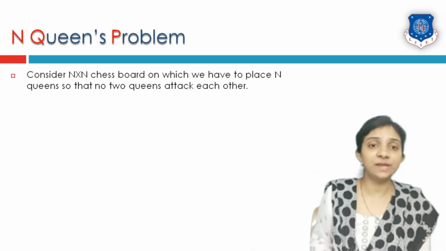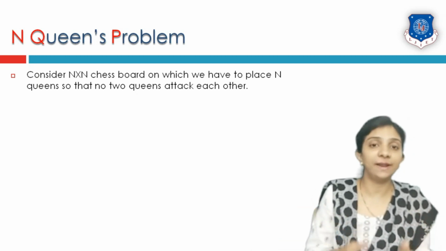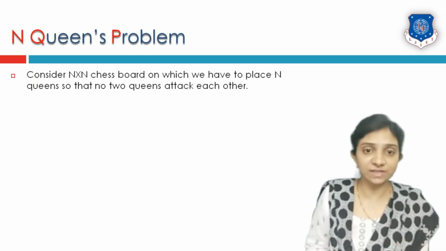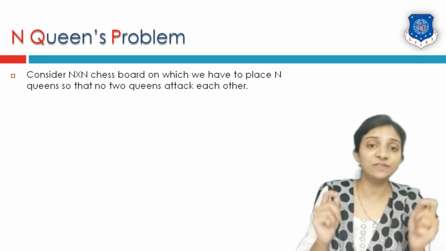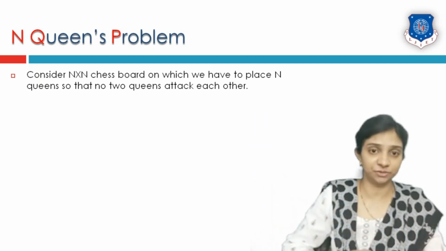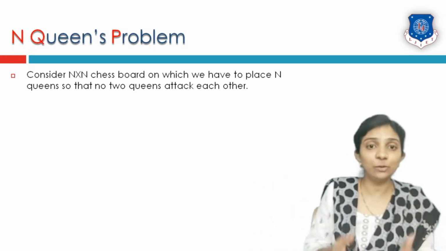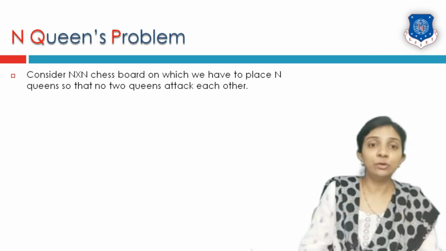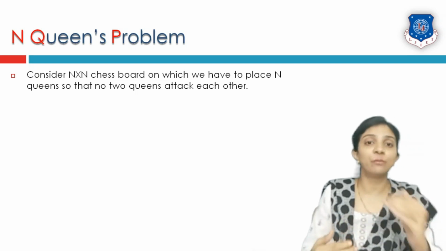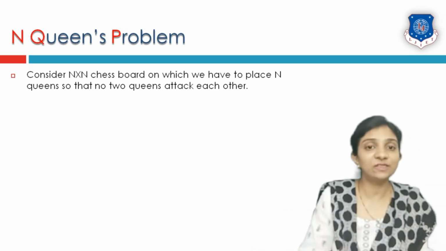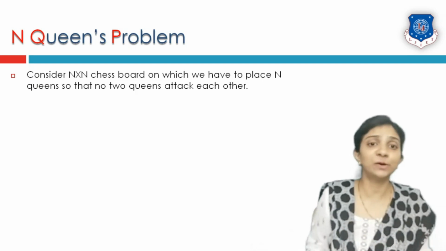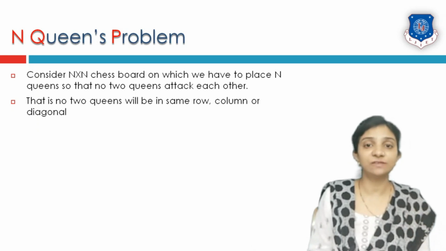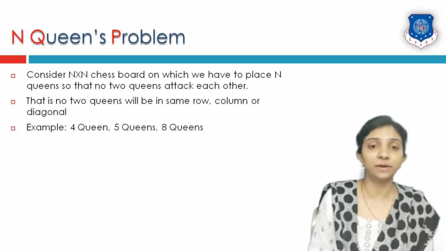So if two queens come in the same row, they will attack each other. If two queens are falling in the same column, they will attack each other. Even if they are falling on the same diagonal, they are going to attack each other. So we have to place n queens over an n cross n chessboard in such a way that no two queens will be in the same row, same column or same diagonal. That is what the NQueens problem says.